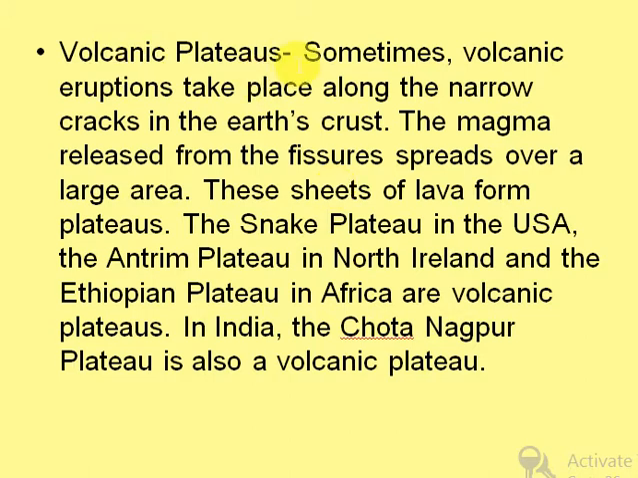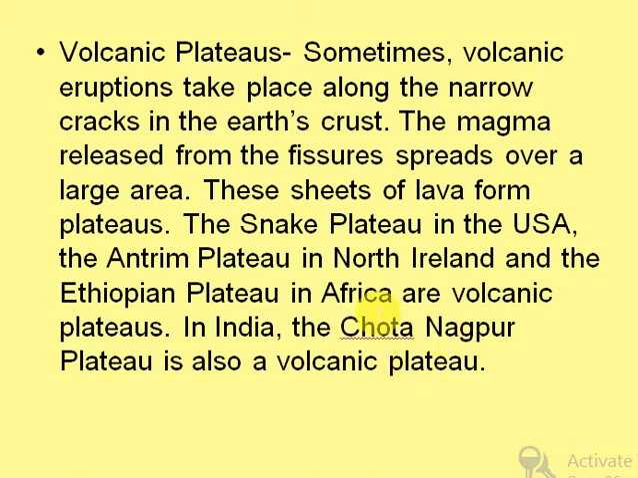So let us see the definition, what it says. Sometimes volcanic eruptions take place along narrow cracks in the earth's crust. The magma released from the fissures spreads over a large area. These sheets of lava form plateaus. The Snake Plateau in the USA, the Antrim Plateau in Northern Ireland, and the Ethiopian Plateau in Africa are volcanic plateaus. In India, the Chota Nagpur Plateau is also a volcanic plateau.